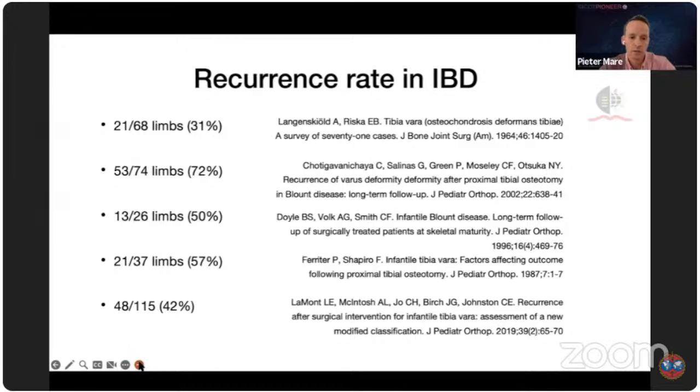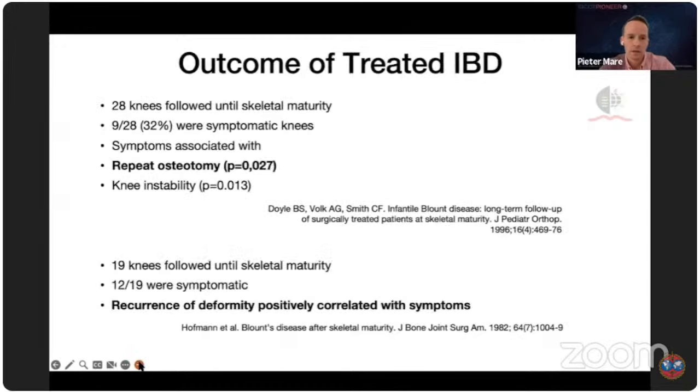And we also know that in the long run, the outcome is worse when these children have recurrence and they require repeat osteotomies. These long-term studies have shown that children with recurrent deformity and repeat osteotomies are more likely to have painful symptomatic knees at skeletal maturity.